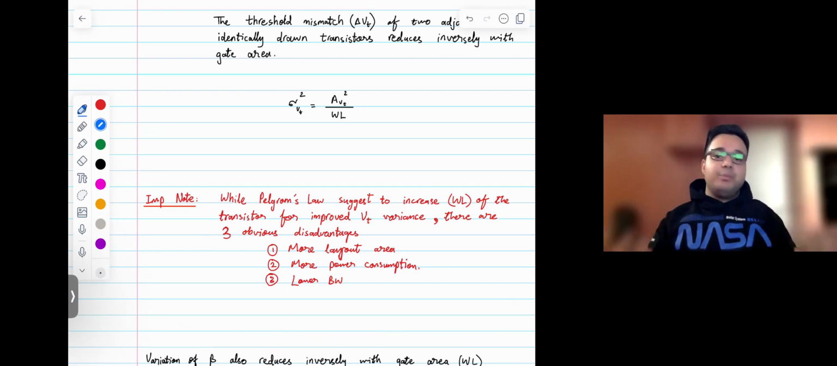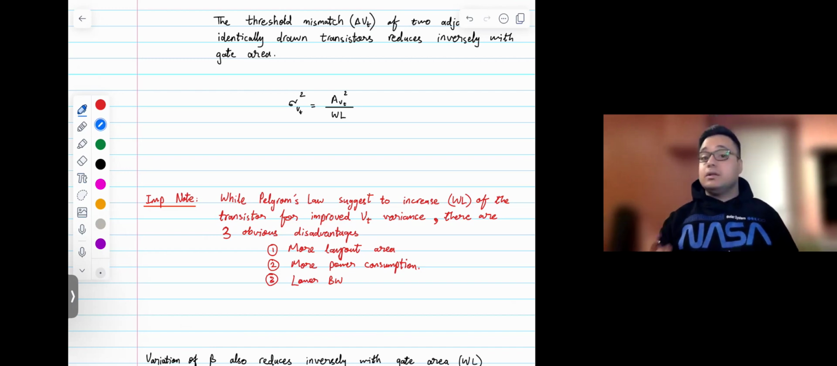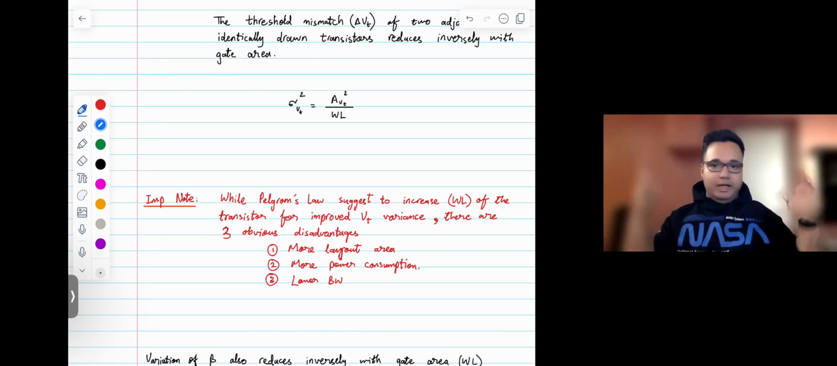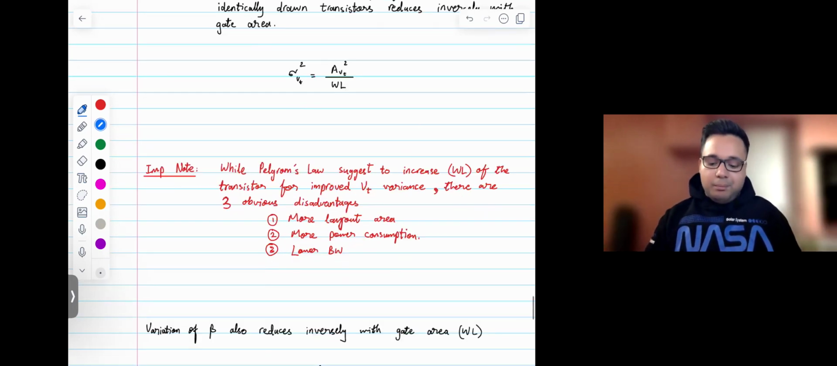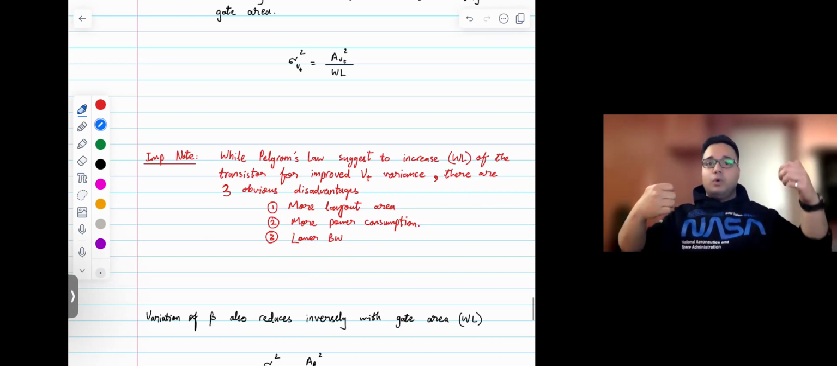But is there a downside? Are you paying a price? Well, first is obvious. You're paying a price in terms of layout area, right? Because you're making both the transistors bigger. But then also, when you make the transistors bigger, it's gonna draw more current, right?